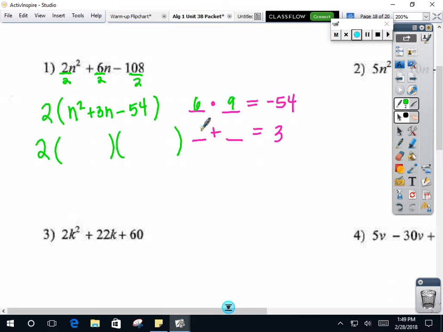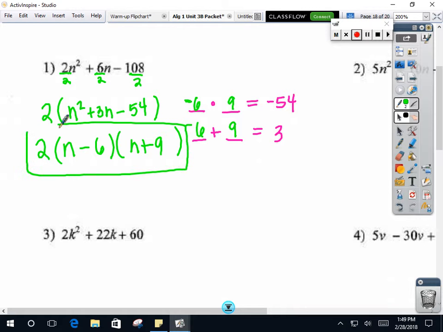Okay, 6 and 9, but what kind of signs? Negative 6. So it's going to be an n minus 6 and an n plus 9. The 2 is part of the answer. You have to have that 2 written there or it will not be correct.